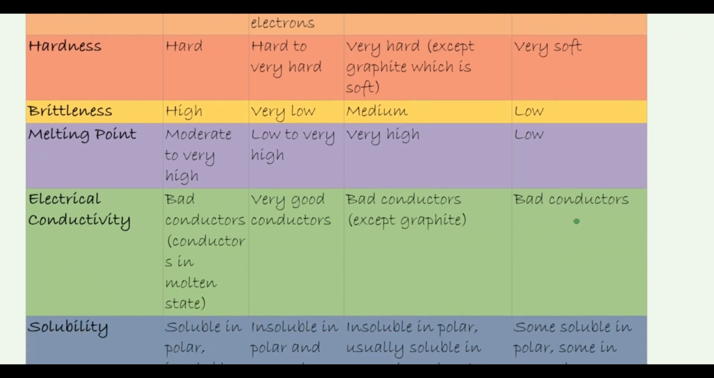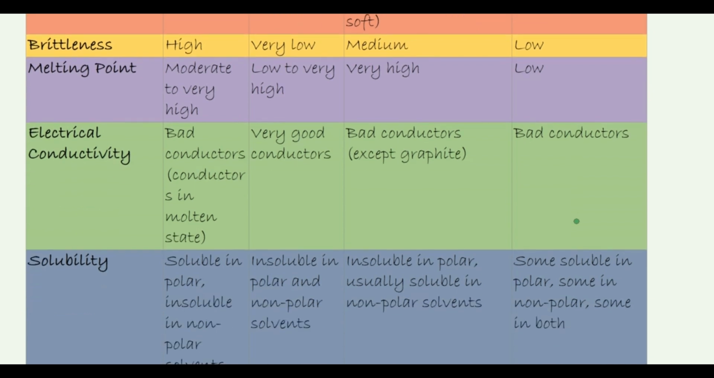Brittleness is high for ionic, very low for metals, and for covalent and molecular it is low. Melting point is moderate to very high for ionic, then low to very high for metallic. Covalent solids have very high melting points, but molecular solids have low melting points.